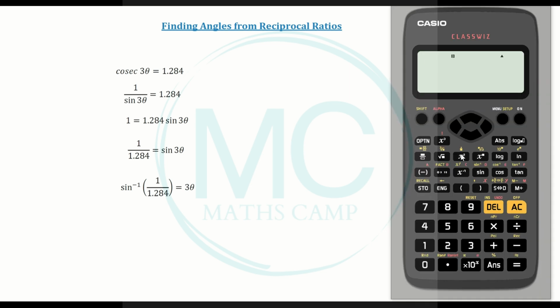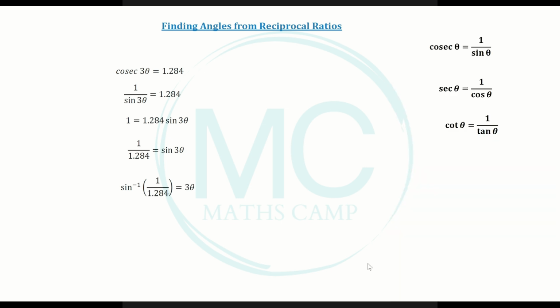Let's clear our screen. We're going to say shift sine 1 divided by 1,284. Don't forget to close your bracket, is equal to 51,152 degrees. Round off to 2 decimal places, and we see that 3 theta is equal to 51,15 degrees. But we don't want 3 theta, we want theta. So let's divide 3 theta by 3, which means we divide our angle by 3 as well.